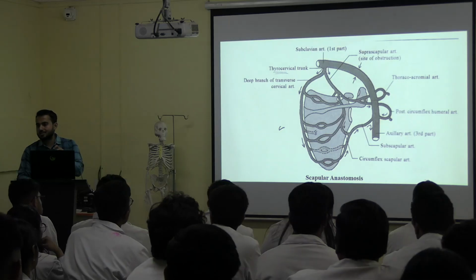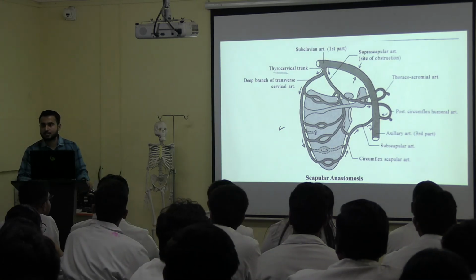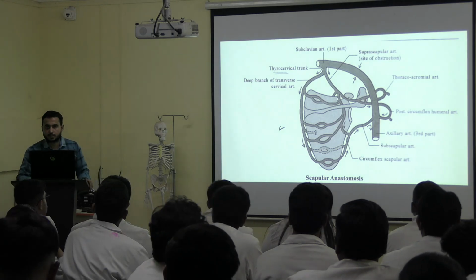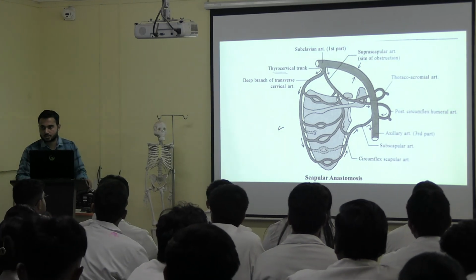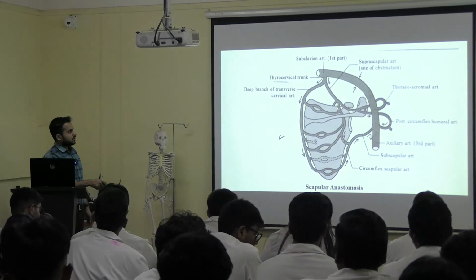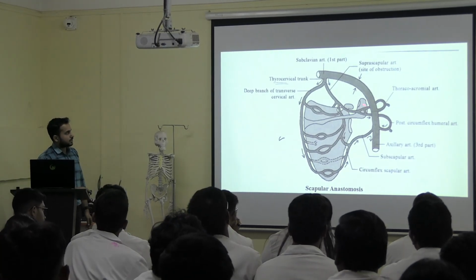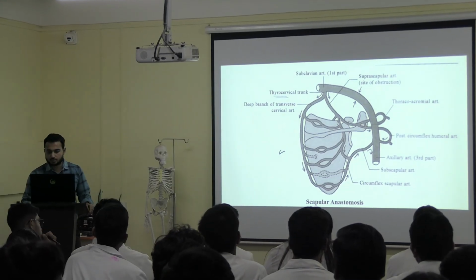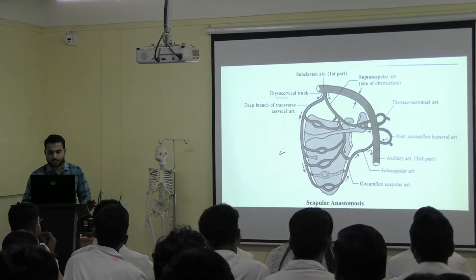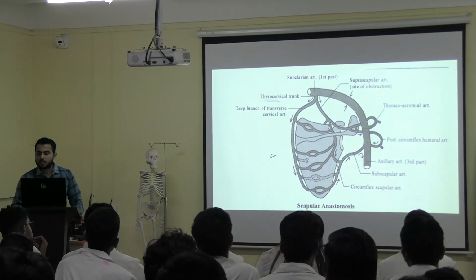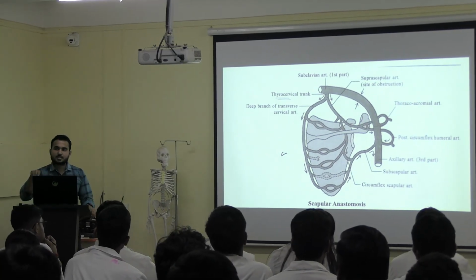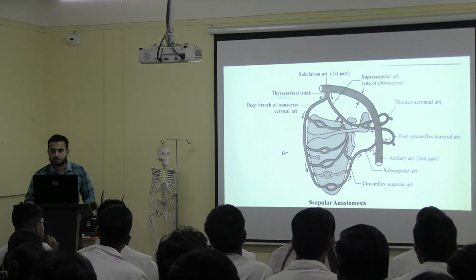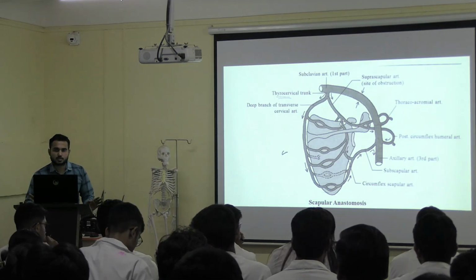Now another anastomosis is taking place around the acromion process of the scapula. You know that different processes are there in the scapula: coracoid process, acromion process, right? तो ये जो acromion process है, around the acromion process, the acromial branch of the suprascapular artery anastomoses with the thoracoacromial branch and the posterior circumflex humeral branch of the axillary artery. So around this, an anastomosis is taking place around the acromion process. That is called the scapular anastomosis.